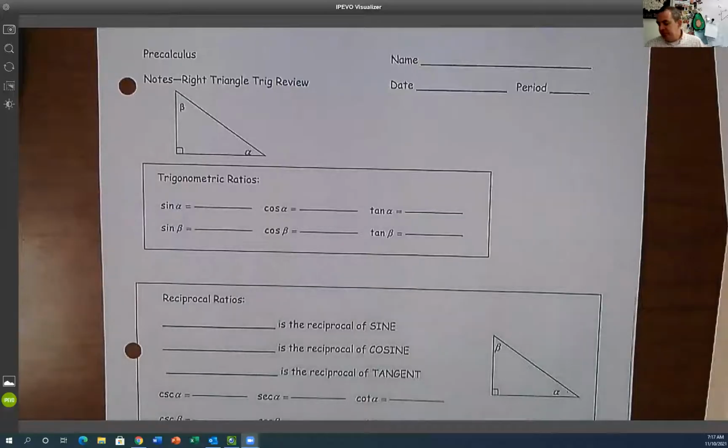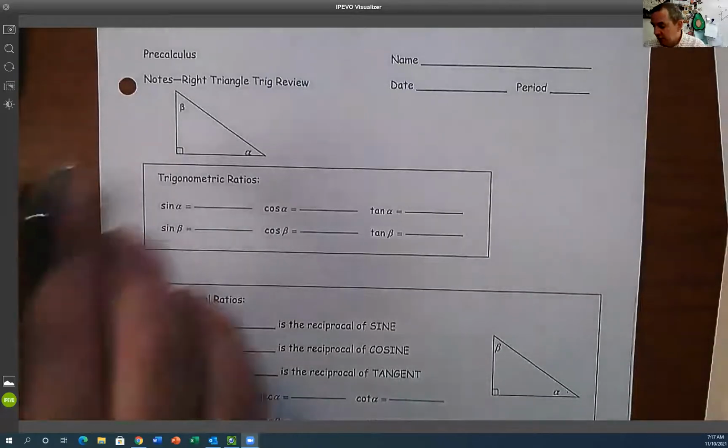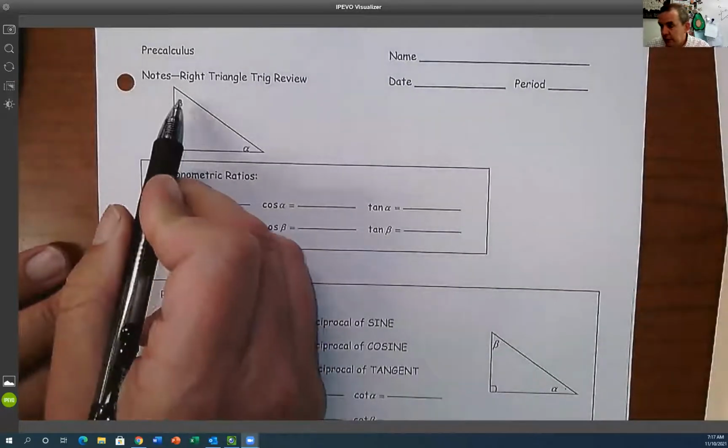Okay, so here's the next part. We're going to do a little bit of, again, a review of some stuff hopefully you've seen before and can remember from before. Our trigonometric ratios for right triangles. So again, right triangle, got the little thing in the corner. We have two other angles.